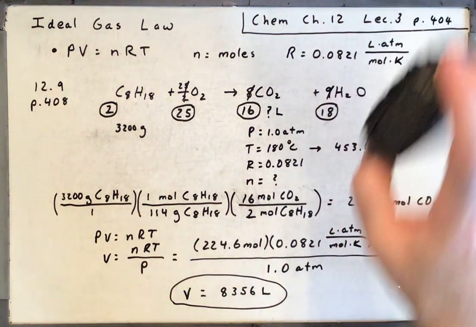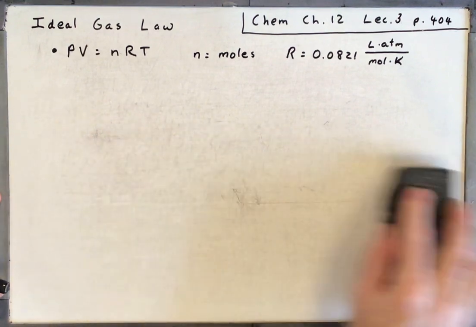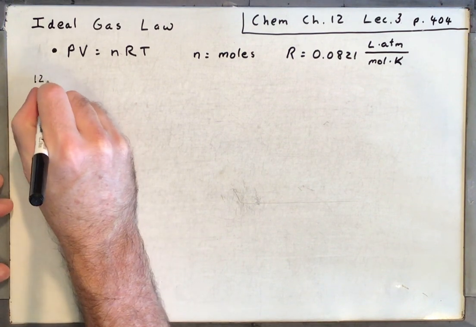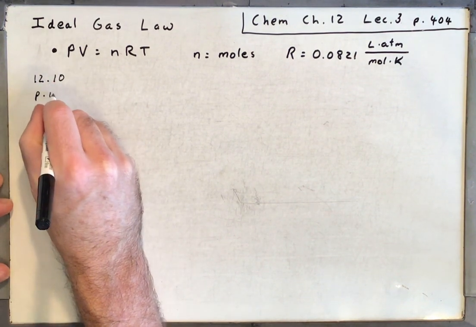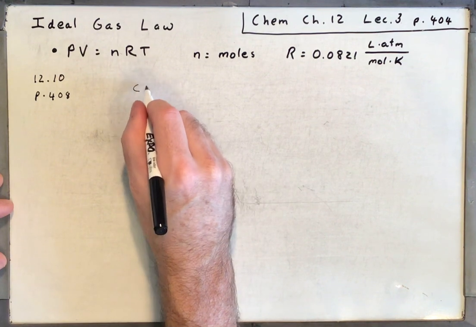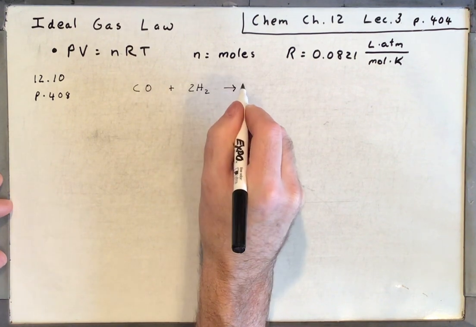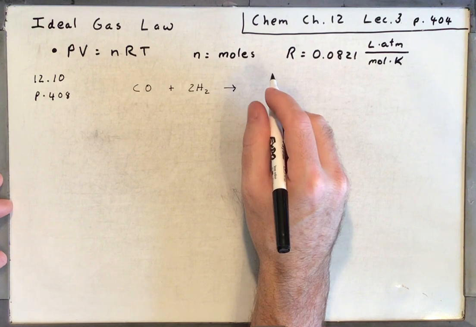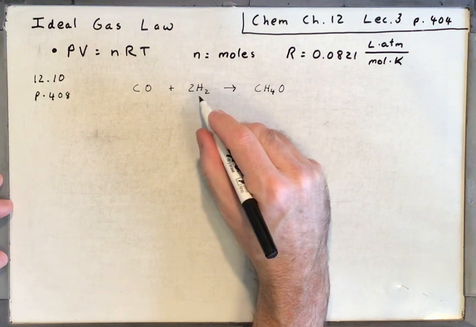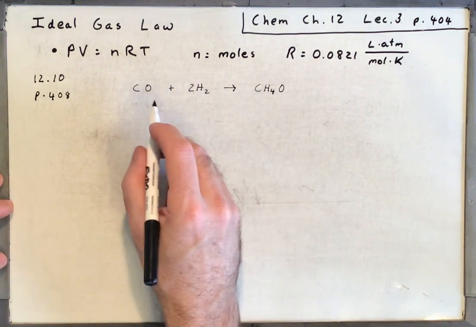All right, let's do one more, and that will finish up chapter 12. This is page 408 again. This time our chemical equation is carbon monoxide plus hydrogen yields CH4O, and this is already balanced for us. Let's write down what we know. Just be reading along. I won't read this problem to you.